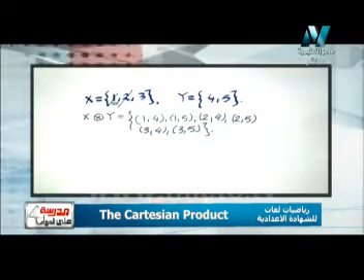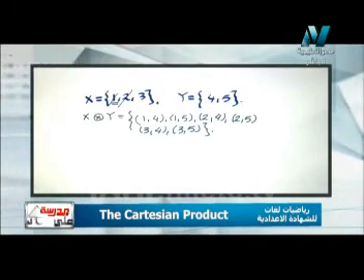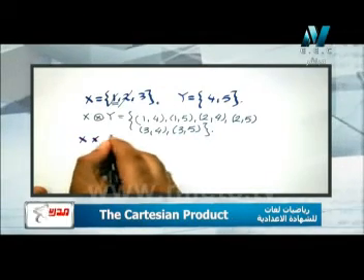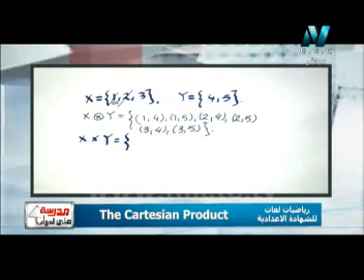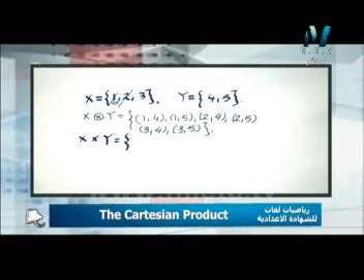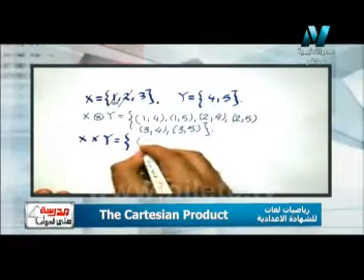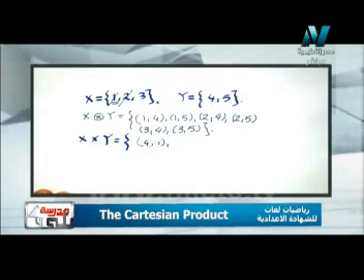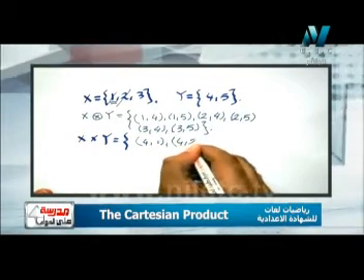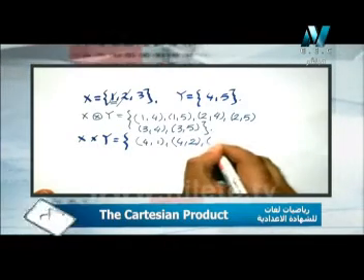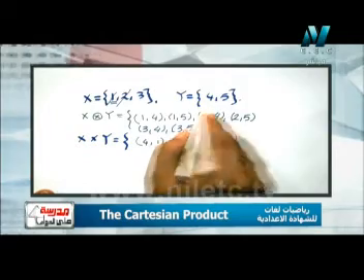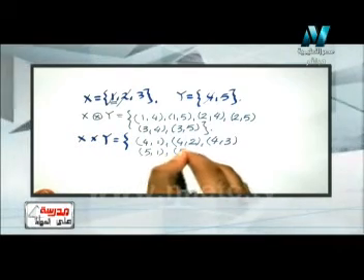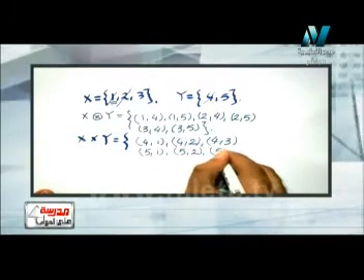Now what about if you want to find Y product X? In this case, we are going to start with the elements of Y. I will say: 4 with 1, (4, 1), (4, 2), (4, 3). 4 is finished. What about 5? (5, 1), (5, 2), (5, 3).